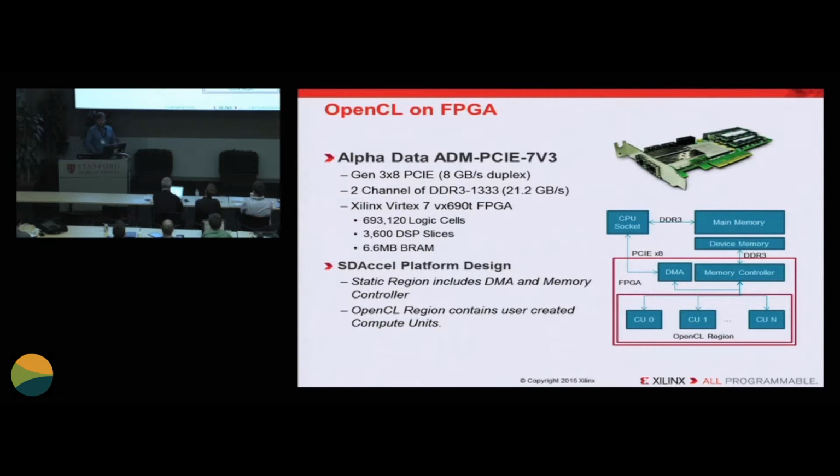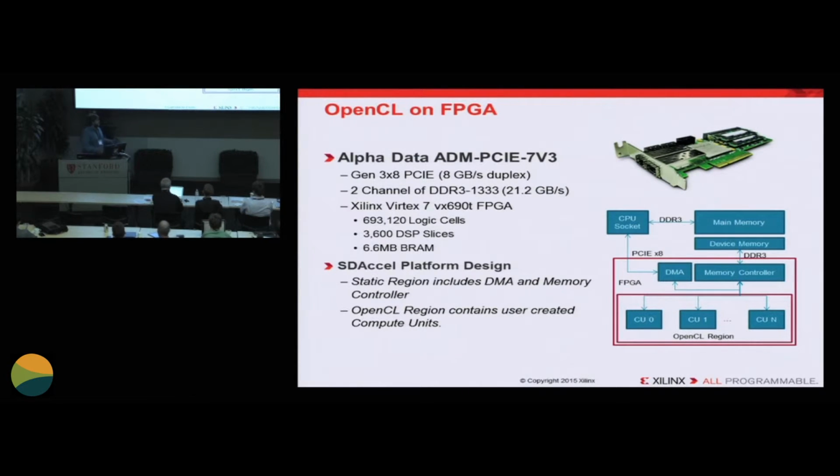So the board that I was using in our comparison, in our work, was the Alpha Data PCIe 7v3. This is a PCIe X8 board with 8 gigs of memory. There's a total memory bandwidth of about 21.2 gigabytes per second. On the board is a Xilinx Virtex 7 VX690T FPGA. The numbers are there for a comparison of how big this device is. It's a fairly high-end device, so it's got lots of space.